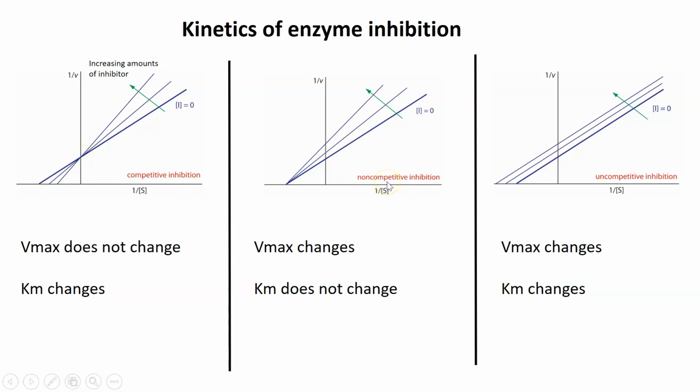With non-competitive inhibition, we did say that the Vmax changes, but the Km remains the same. Whereas with uncompetitive inhibition, the Vmax changes as well as the Km. So this demonstrates quite easily the differences in the plots you would achieve with these different types of inhibitors.